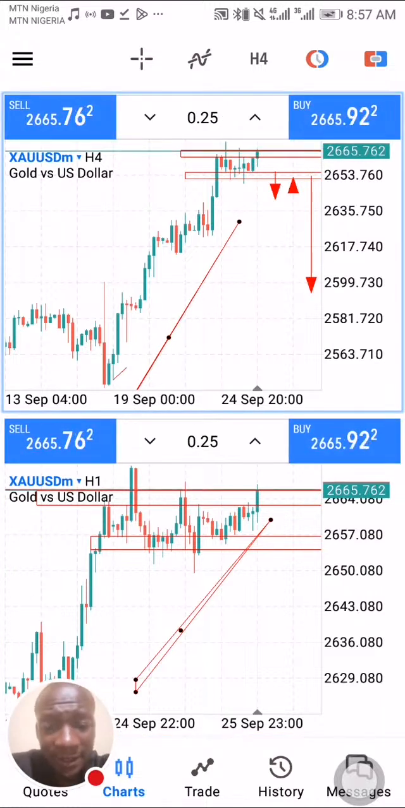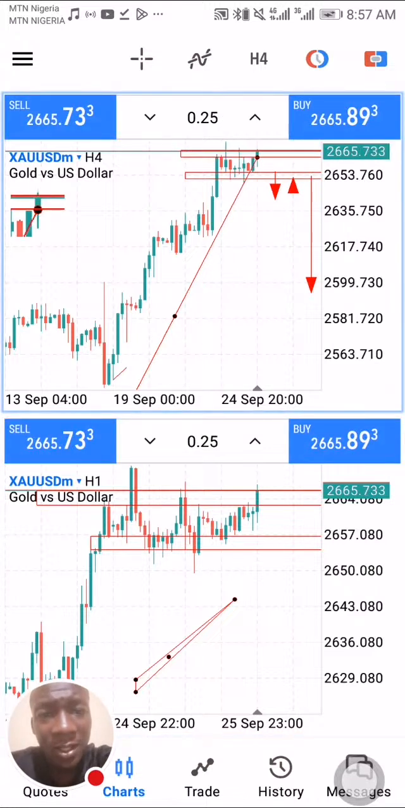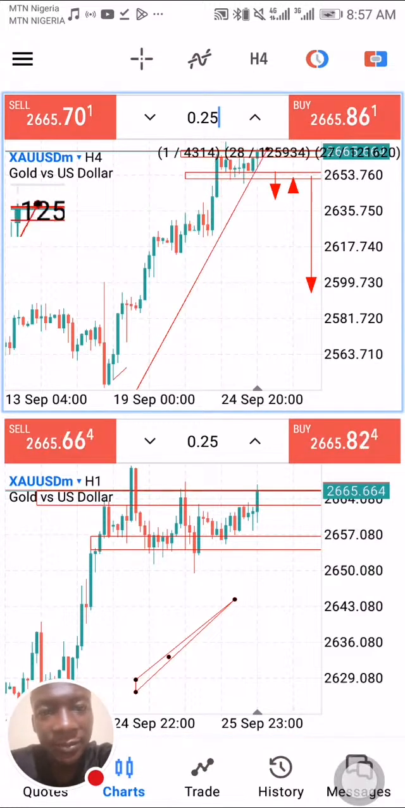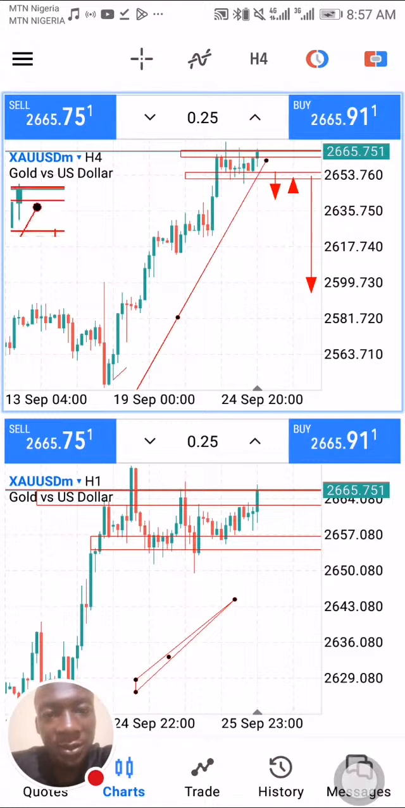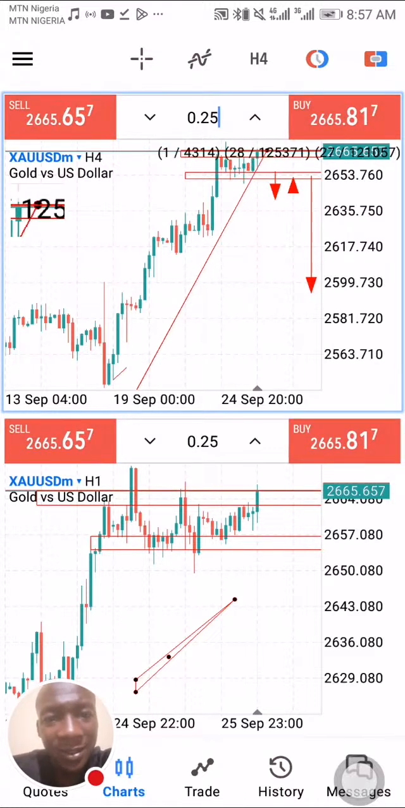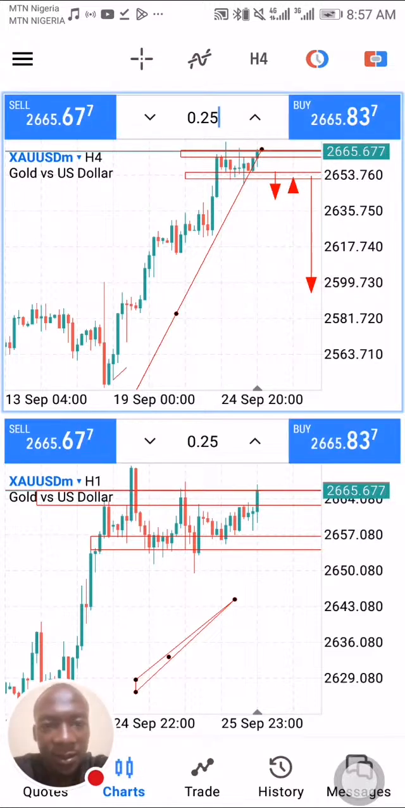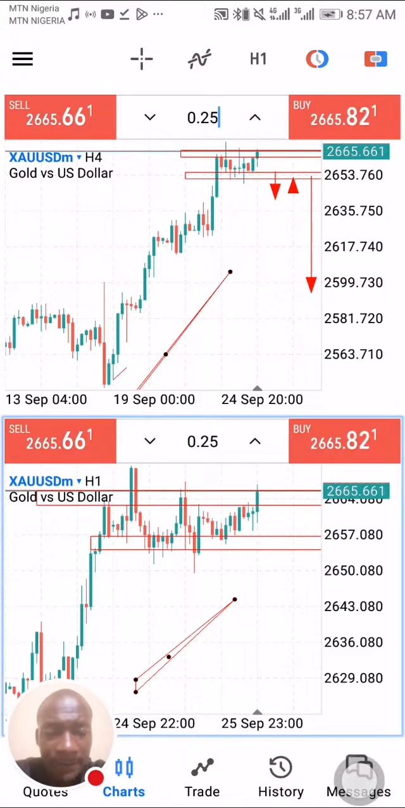You get to understand this. If you don't understand it now, I understand, but as you go along, you understand this principle. So if I can get a 4-hour candle close above this level, there's no doubt we'll continue up. But unless I can get a 4-hour candle close, I'm not buying the market yet. So keep that in the back of your mind.